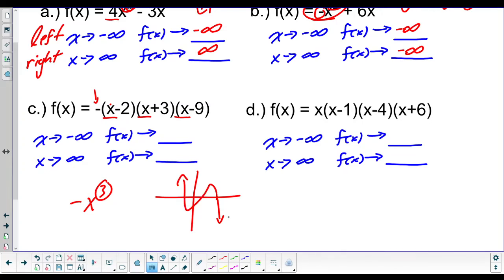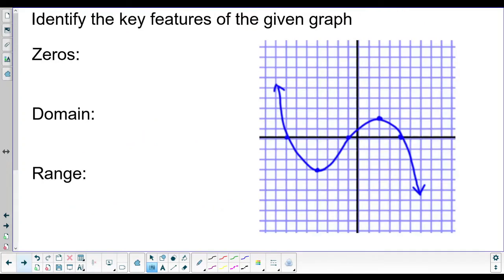So opposites because of the odd, and then the right side goes down because the leading side is negative. So we're going to have right side is negative infinity, left side is infinity. Here, count the x's. 1, 2, 3, 4. So we're going to have x to the fourth, even, positive, positive, positive, positive. We're going to have a positive x to the fourth. So both do the same thing. They're both going in the positive direction. And that's end behavior. All right.